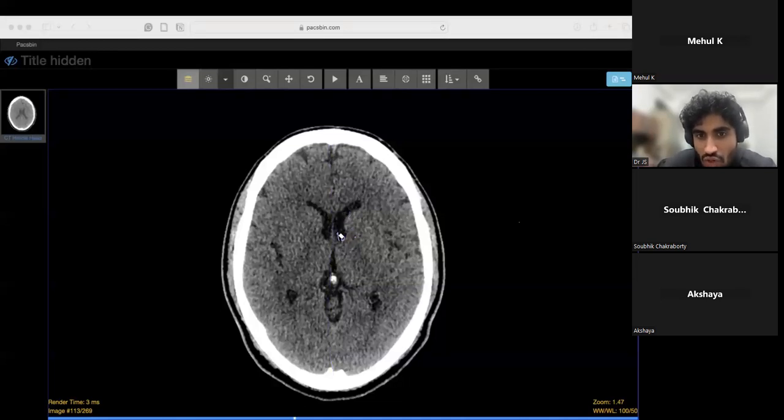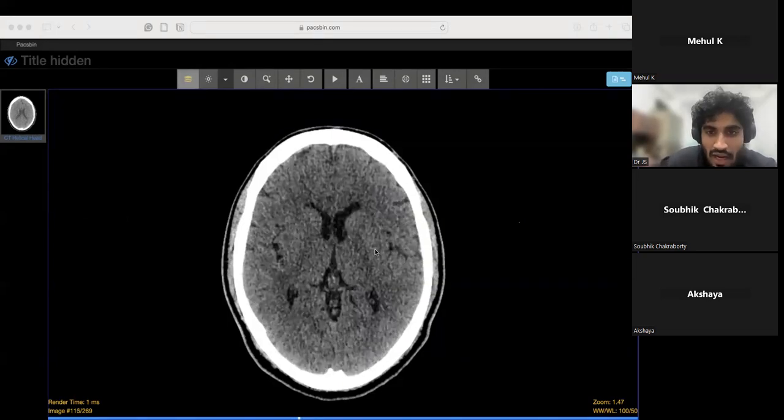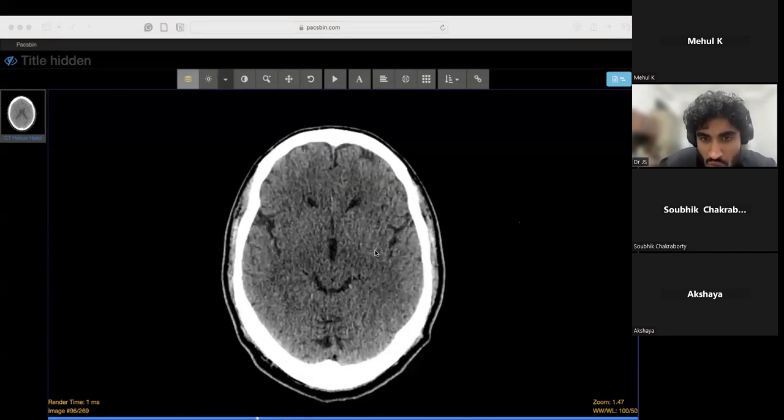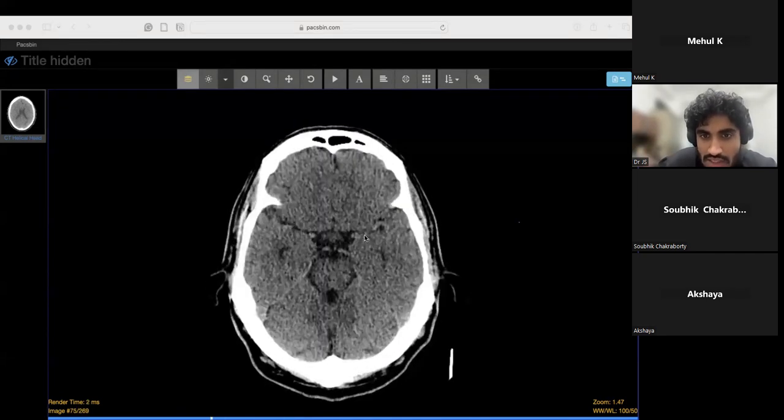Here we need to look at the ventricles as well. The lateral ventricles are available, with the frontal and occipital parts. Similarly, there can be uncal herniation. Once we scroll down, here you can see the uncus.